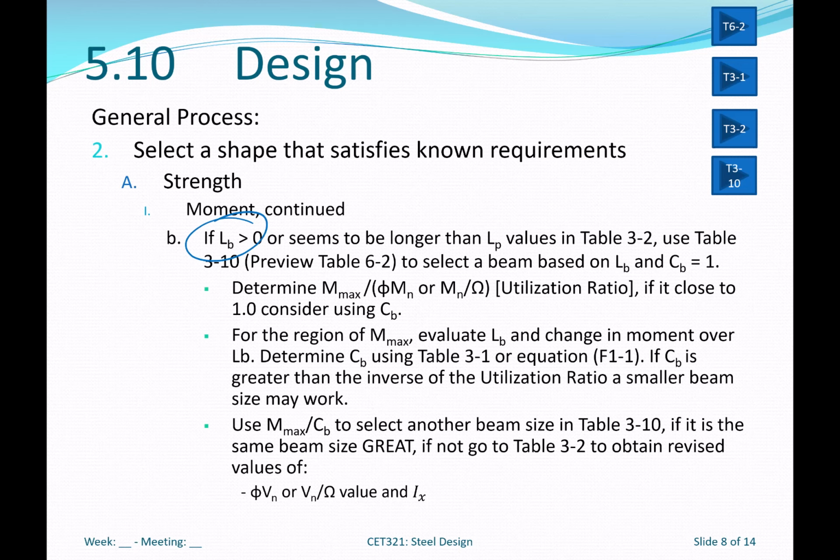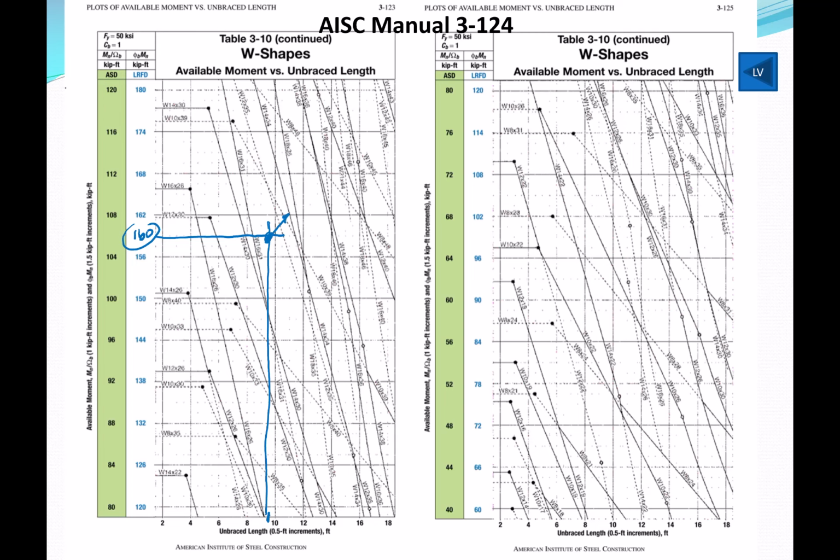Okay, so again, based on table 3-10, let's say I have a moment requirement of 160, and I have an unbraced length of 9 feet. I've got to come out to here and find out where this combination resides on this table. And then I'm going to go up and to the right till I hit the next solid line, which looks like this 14x34.